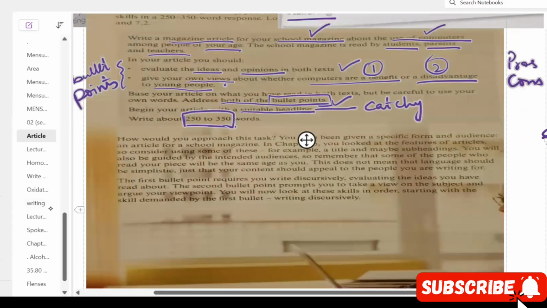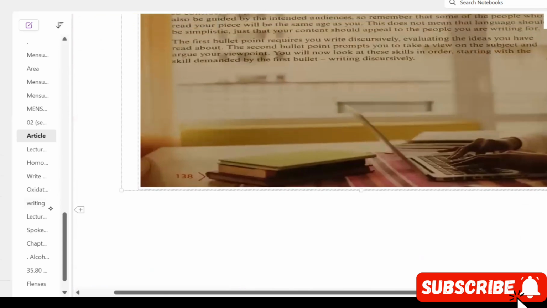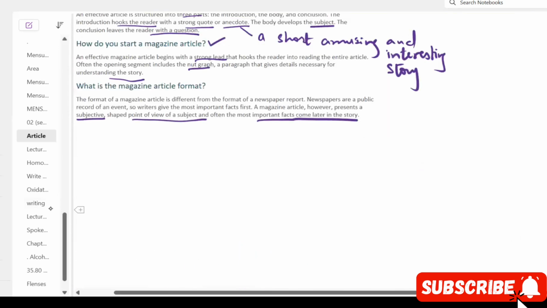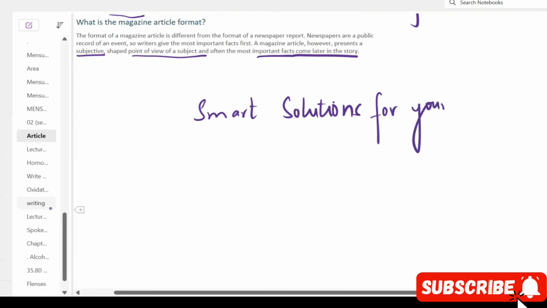But what I'm going to do is that, basing the writing, I'm going to just keep in mind that we have to discuss the pros and cons. So I will be writing this. This is the headline I'm starting with: smart solutions for your digital dilemmas.